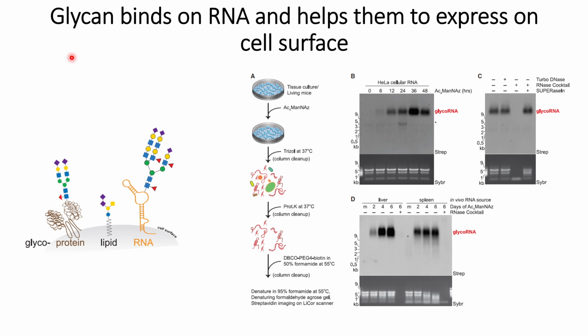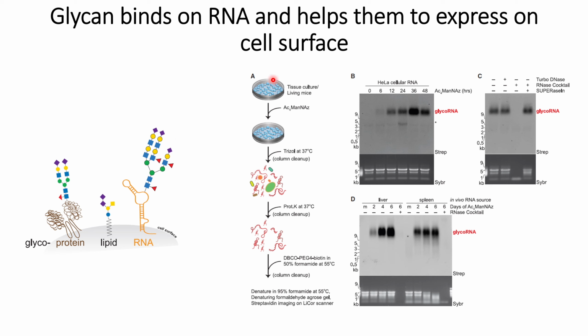However, recently some papers have been published showing that RNA can also bind to glycans, and this glycan can help RNA express on the cell surface. So this is one of the new findings in glycan biology recently. However, it is not yet completely accepted by everyone.